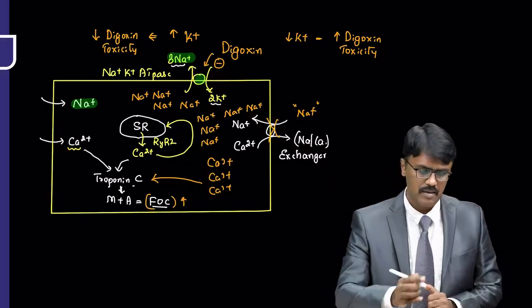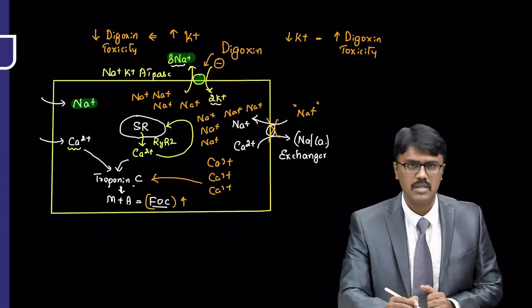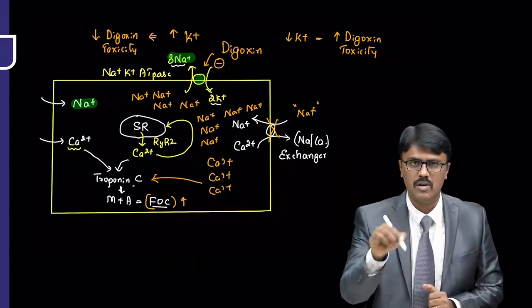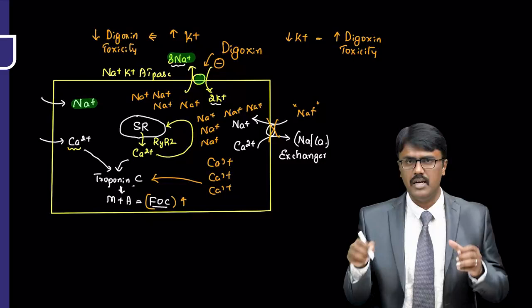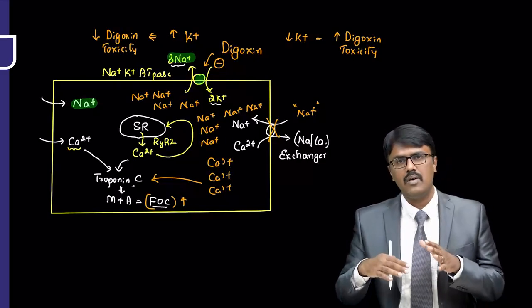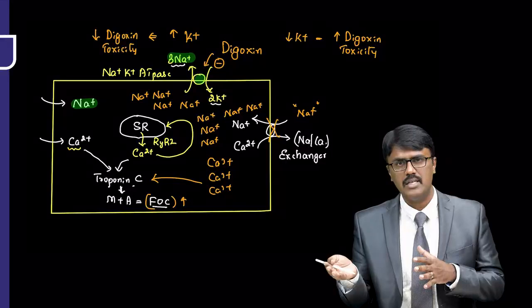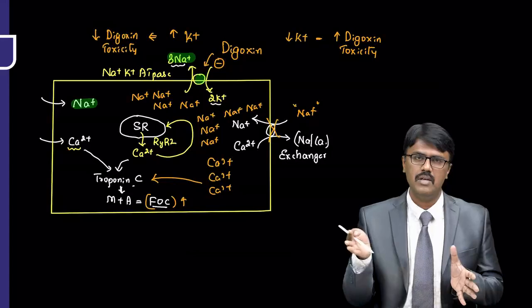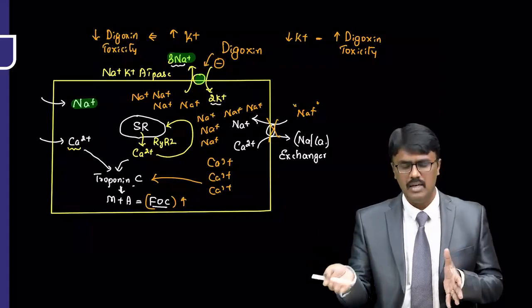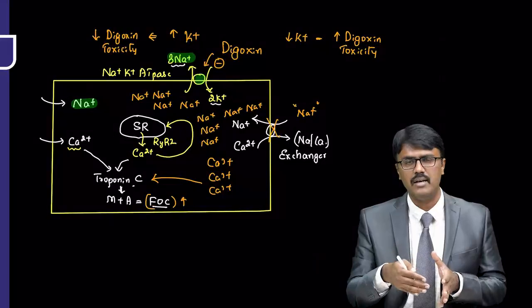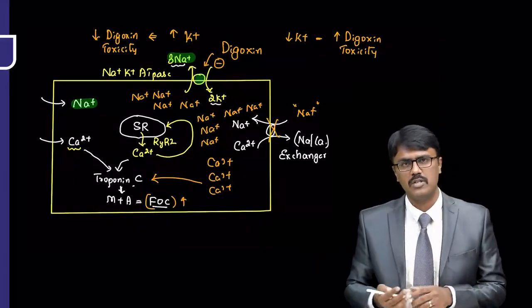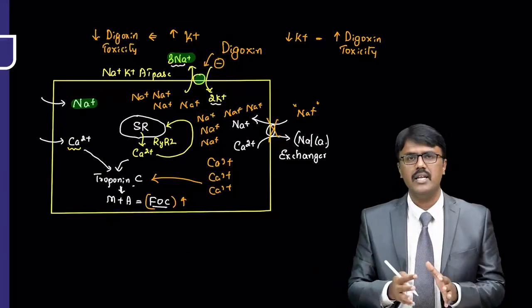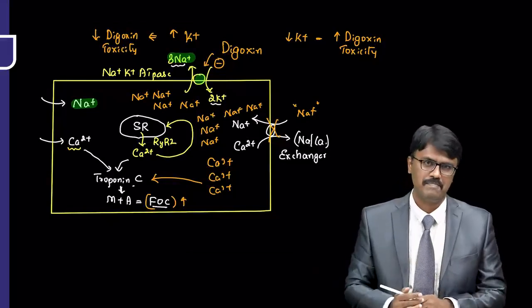So let me explain again. Digoxin inhibits sodium potassium ATPase pump. So sodium is not able to go out. It accumulates. When it accumulates more and more, it cannot exchange with calcium because already sodium is high inside and sodium from outside cannot come. If it cannot come, calcium cannot go out, and calcium keeps on accumulating, and the more the calcium, the more the force of contraction. This is the mechanism of action in detail.